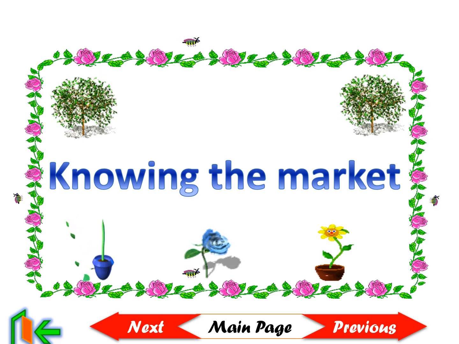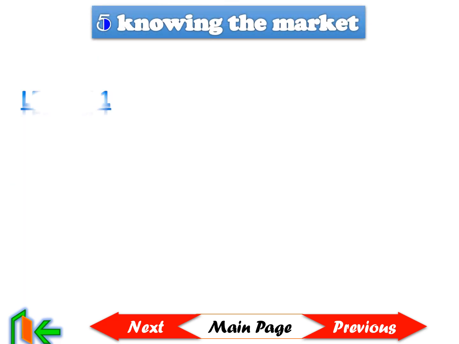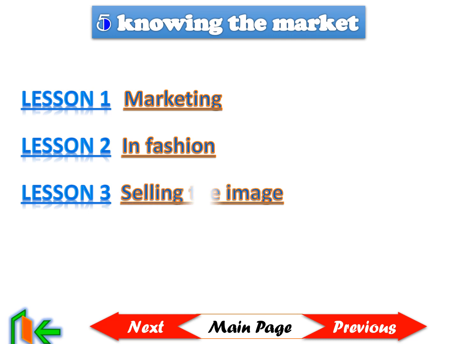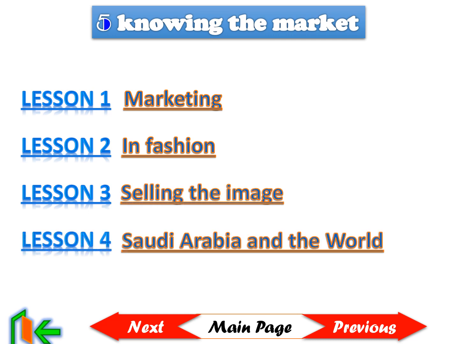Today we're going to talk about Unit 5, and Unit 5 is entitled Knowing the Market. It tackles the topic of marketing. If you head to the first page of Unit 5 in your student books, Lesson 1, it is entitled Marketing. Let's do the first activity.